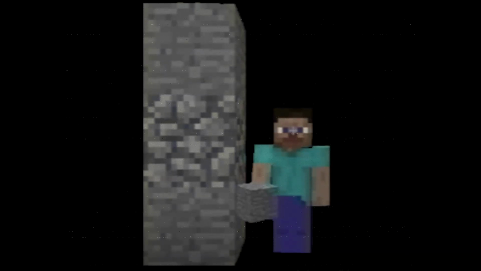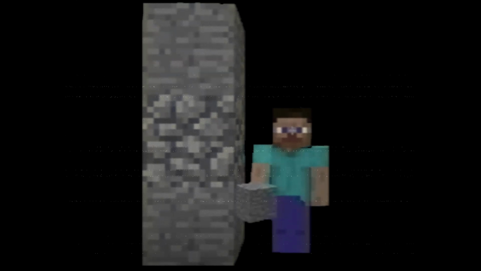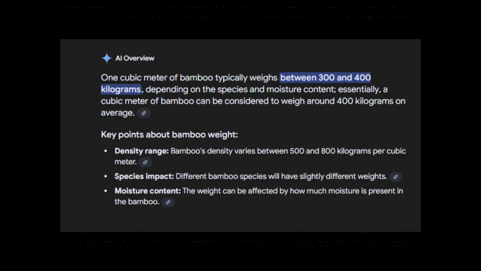In Minecraft, our character is 2 blocks tall, 1 block being 1 meter. So our character is 2 meters tall. The average weight of a 2 meter tall man is 100 kilograms. For our boat, what we're going to be using is bamboo. According to Google, 1 cubic meter of dried bamboo is 300 to 400 kilograms, with it averaging at 400 kilograms.